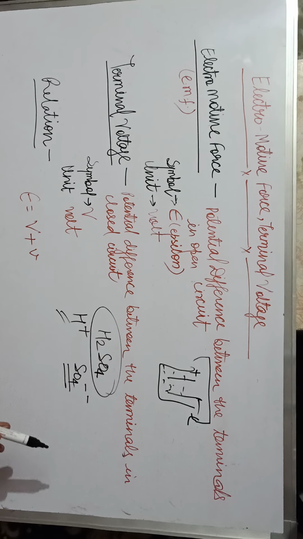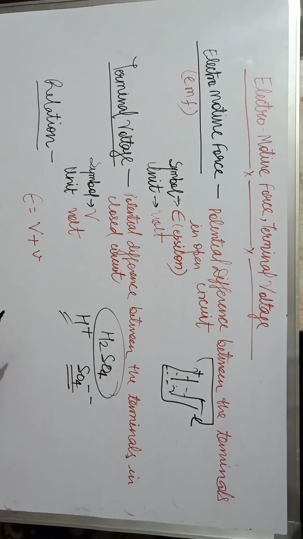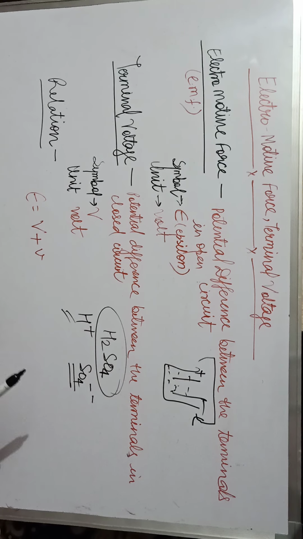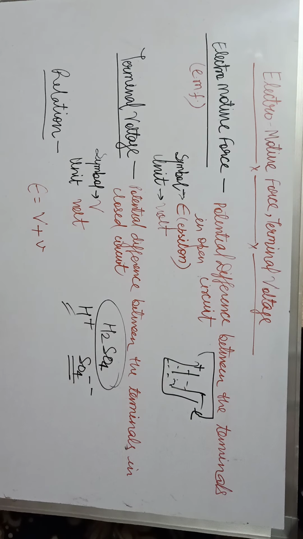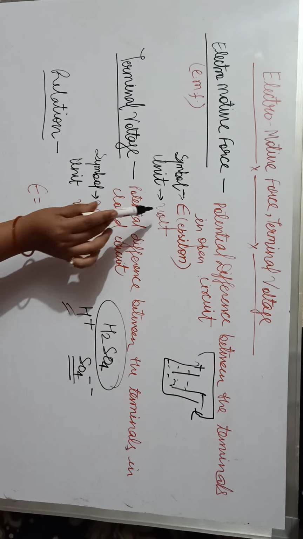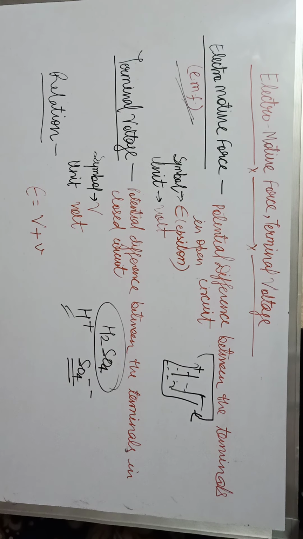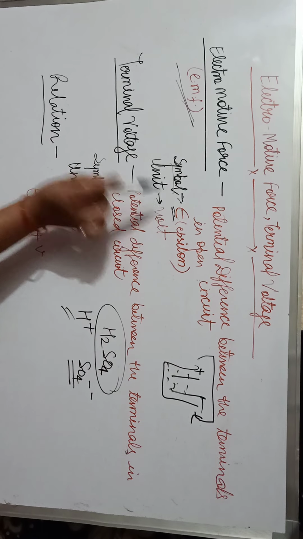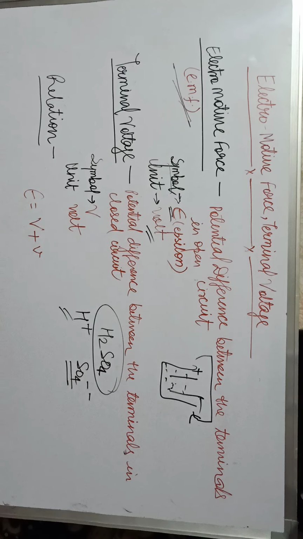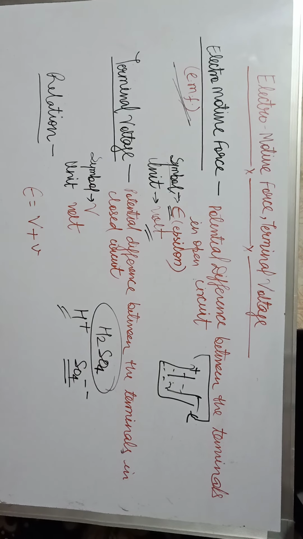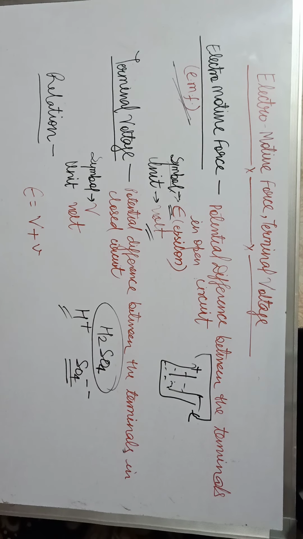The potential between the two terminals when there is no current, or when the circuit is open, is called the electromotive force. It is also called EMF. Its symbol is the letter epsilon, and it is the potential difference between the terminals. The unit of potential difference is the volt.